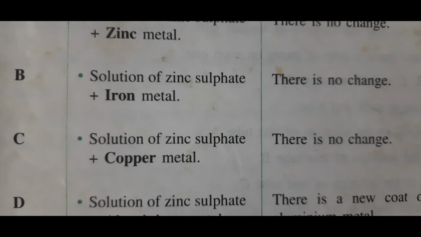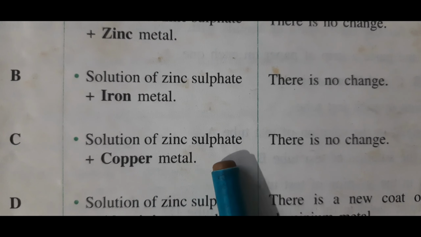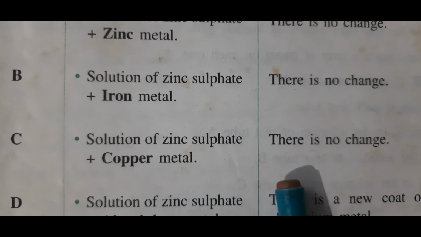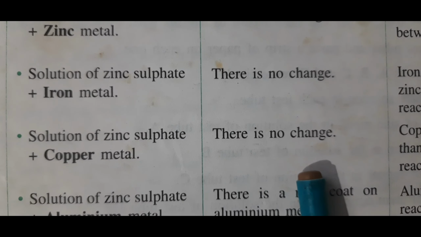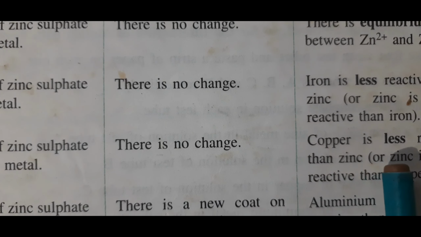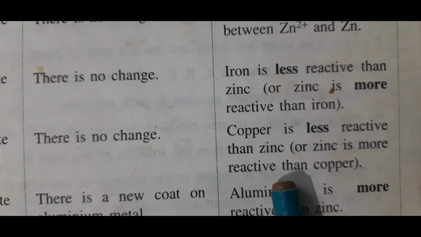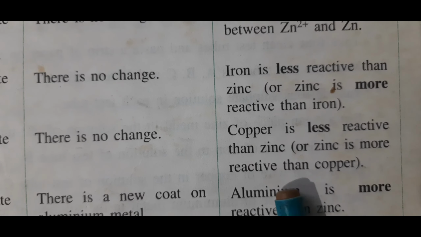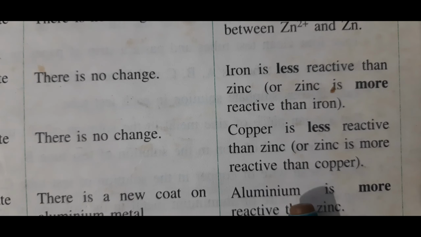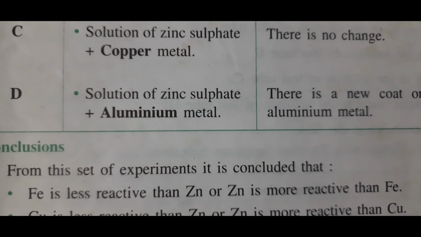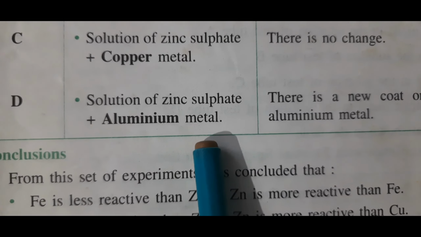The third, number C, solution of zinc sulfate plus copper metal. What happens? There is no change, here also no change. Why? Because copper is less reactive than zinc, same as iron. Because in the reactivity series, iron, copper, we will see below the zinc, or you can write zinc is more reactive than copper. And the last point is solution of aluminium metal.